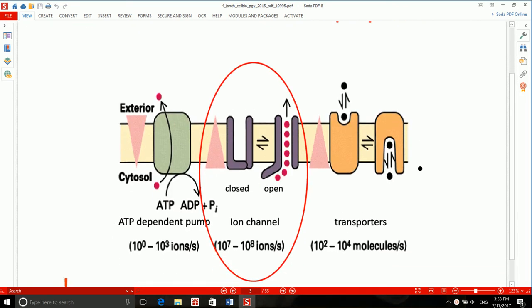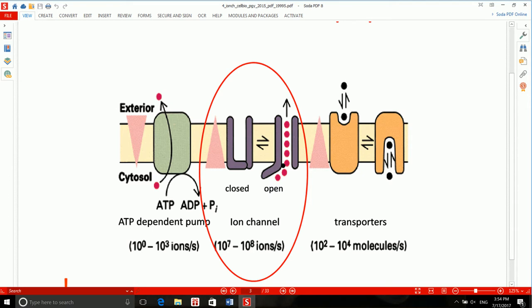First of all, what is an ion channel? What is the definition of an ion channel? Ion channels are proteins along the membrane which help the movement of ions down their electrochemical gradient. Whenever we're talking about channels, we're talking about the passive movement of ions, from a greater electrochemical gradient to a lesser electrochemical gradient, and there is no use of energy.